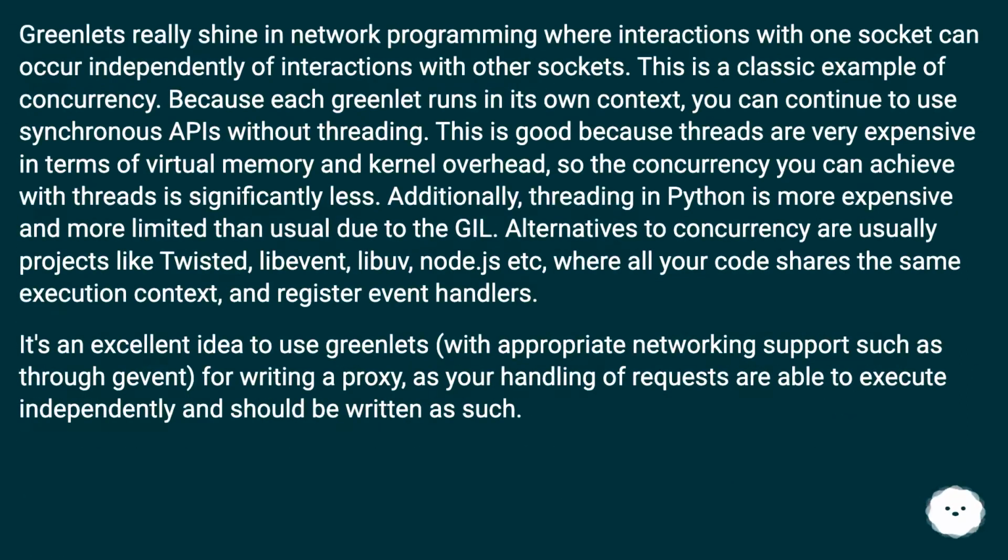Greenlets really shine in network programming, where interactions with one socket can occur independently of interactions with other sockets. This is a classic example of concurrency. Because each greenlet runs in its own context, you can continue to use synchronous APIs without threading. This is good because threads are very expensive in terms of virtual memory and kernel overhead, so the concurrency you can achieve with threads is significantly less. Additionally, threading in Python is more expensive and more limited than usual due to the GIL.